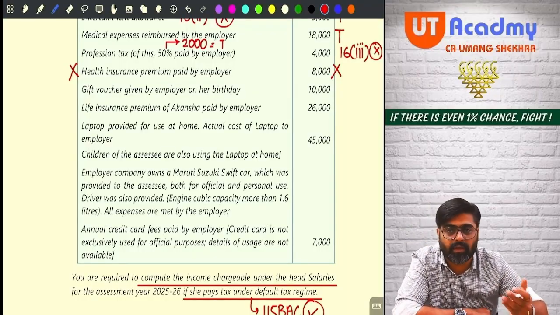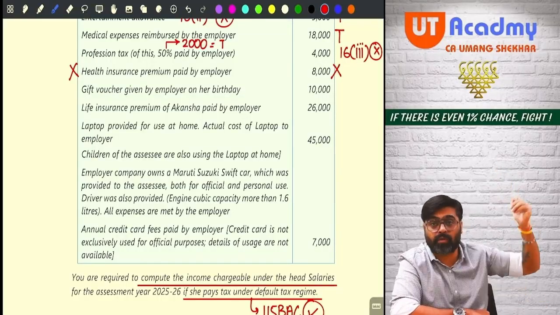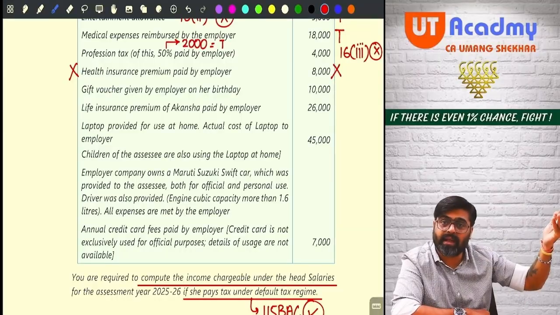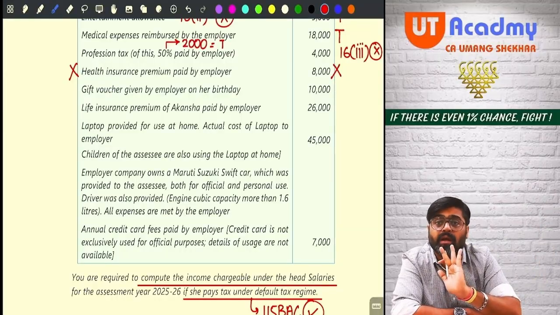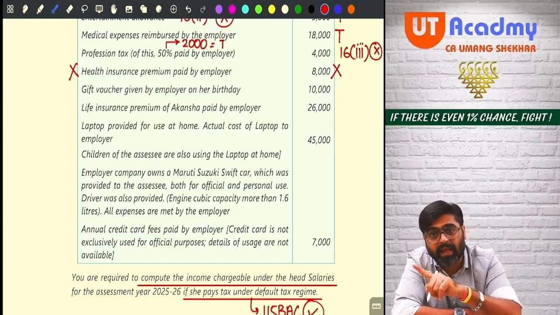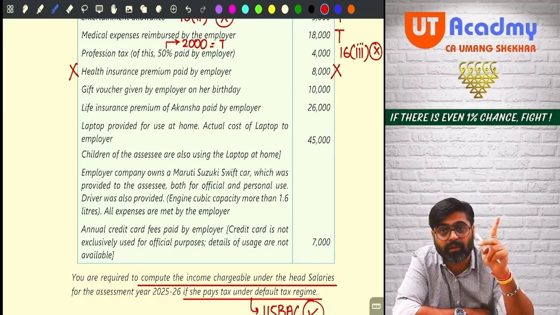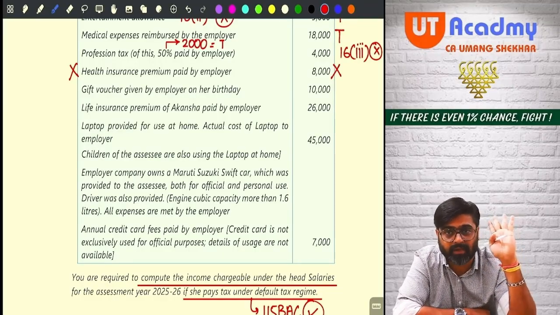So whatever gift is received at the time of marriage is not taxable, even if coming from the employer. But other than that, whenever the employer gives you a gift, that will be taxable for you, no? If given in cash, it will be fully taxable. If given in kind, up to 5,000 is not taxable. More than 5,000, two things can happen: either fully taxable or the excess can be taxable.